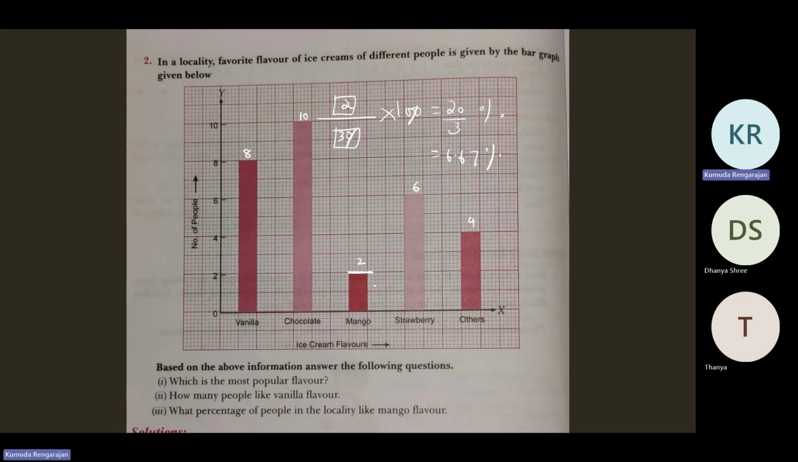To find percentage, we should always multiply a fraction by 100. So here, what's a fraction? We have to find the percentage of people who like mangoes. So mango by total into 100. If you want to find the percentage of people who like vanilla, vanilla by total into 100. Chocolate, chocolate by total into 100. So here it is number of people who like mango flavor by the total number of people into 100.